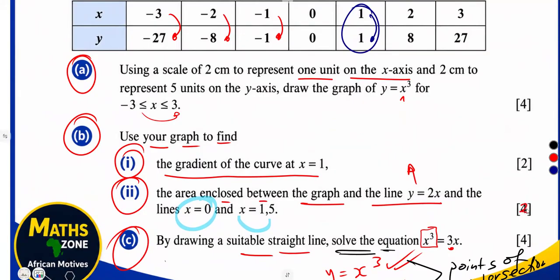So like I said, this was supposed to be 2 here. So it's 4, 8, 12. So that's 2, 2. Okay, so that was it.